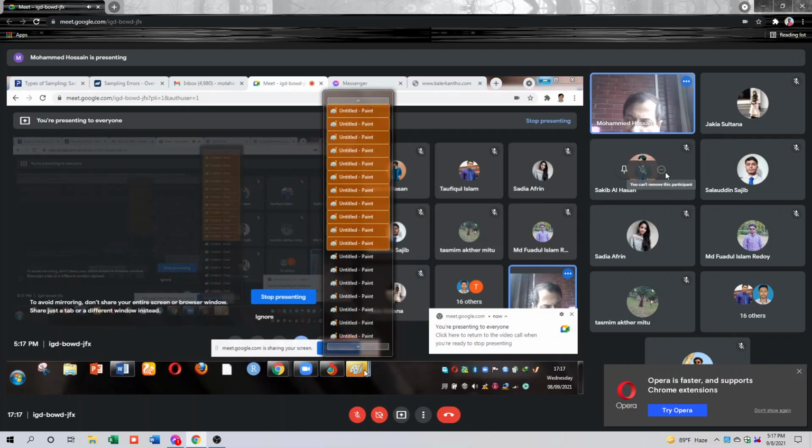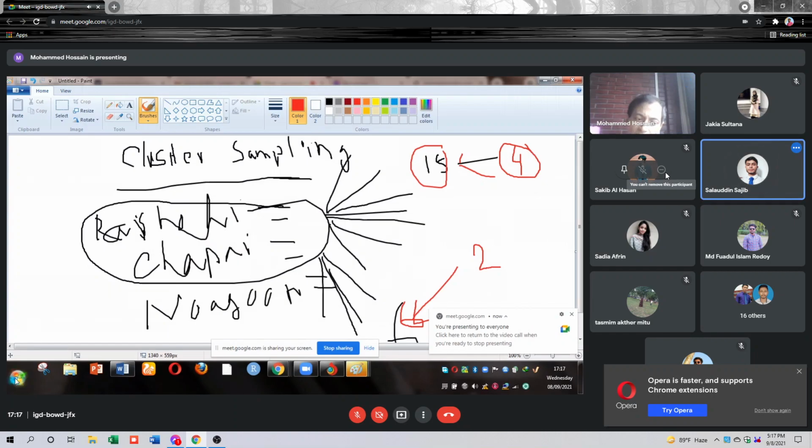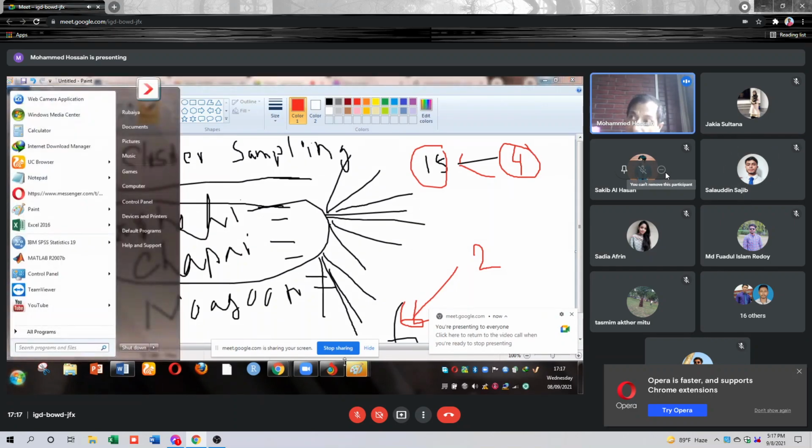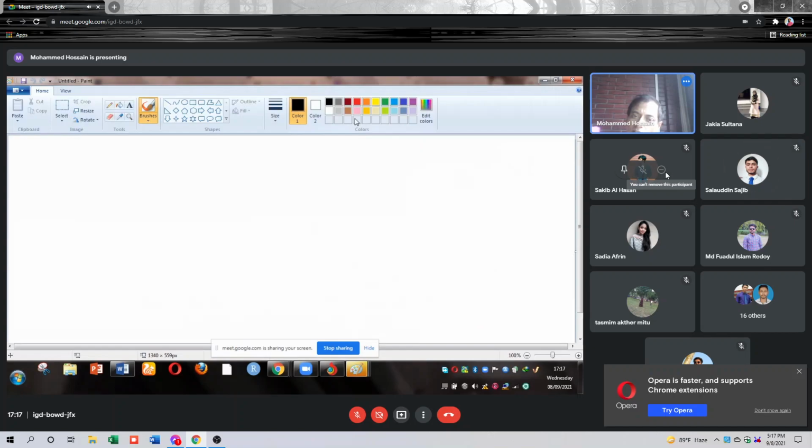So eventually what you obtain: first you are selecting some divisions. Under divisions, you are selecting some districts. Under districts, you are selecting, please remember, randomly, some Upazilas. Under those Upazilas, you are selecting some unions. Suppose this is the map of Bangladesh.